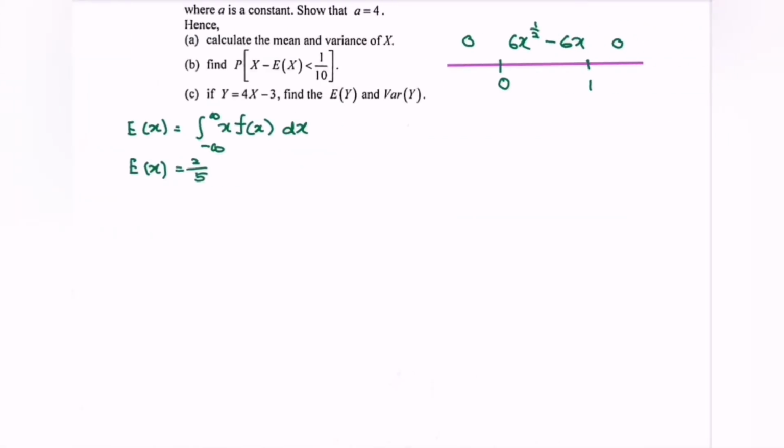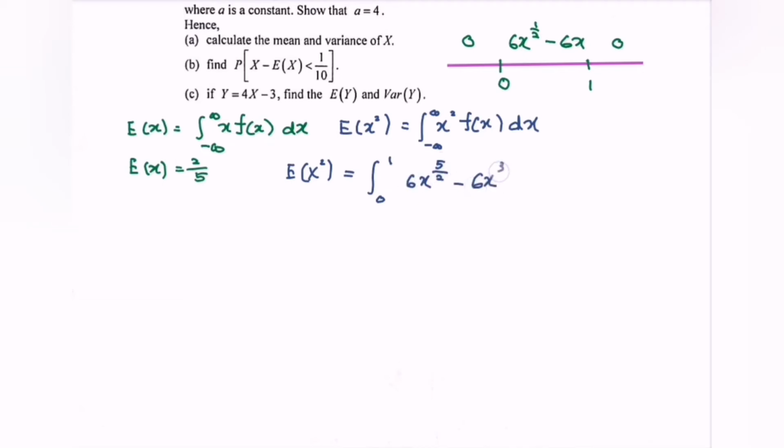Next is to find the E(X squared), where we integrate x squared multiplied with f(x) with respect to x for the domain negative infinity until infinity. So here we have E(X squared), which equals the integral from 0 until 1 of x squared multiplied with the function f(x). So we will have 6x to the power of 5 over 2 minus 6x cubed with respect to x. So kindly integrate the situation.